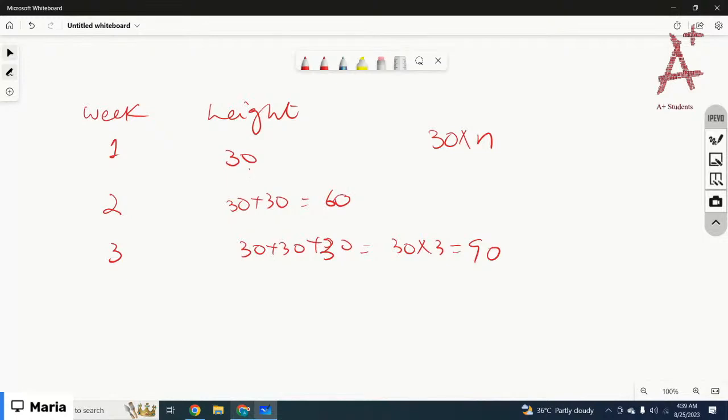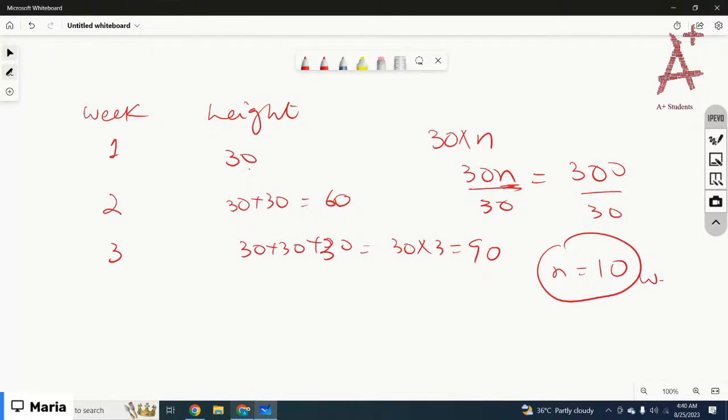You have to see 30n equals 300. You have to calculate the week, the value of n, right? Divide both sides by 30. It would be n equals 10. That means after 10 weeks, the height of the sunflower is 300, right?